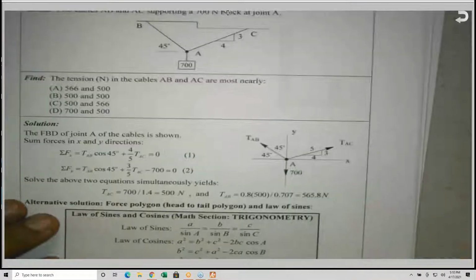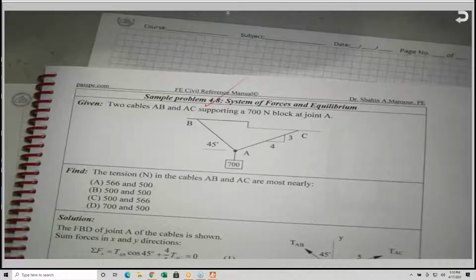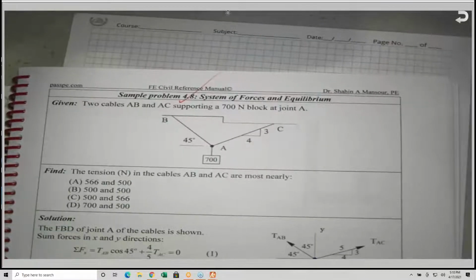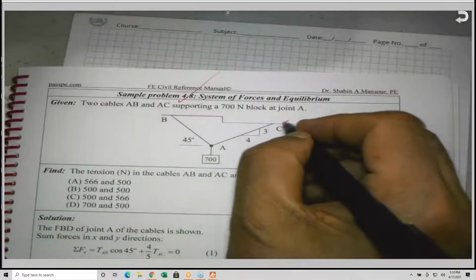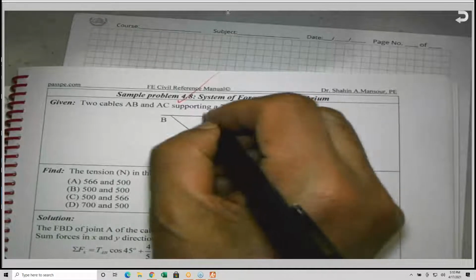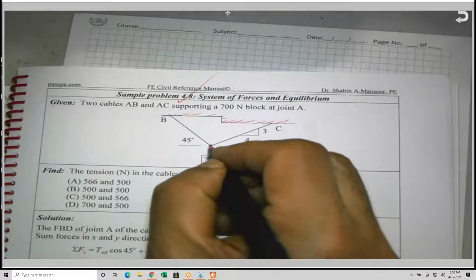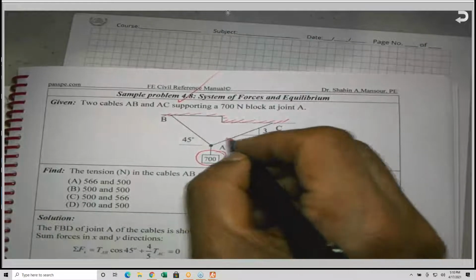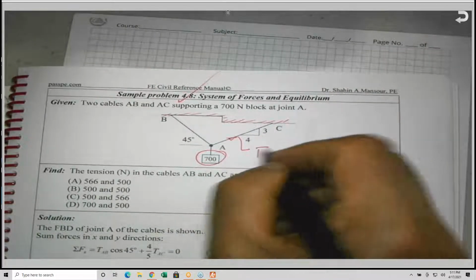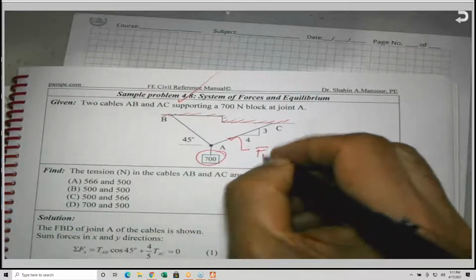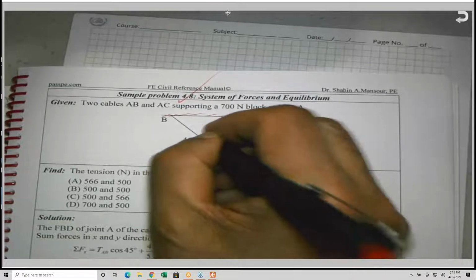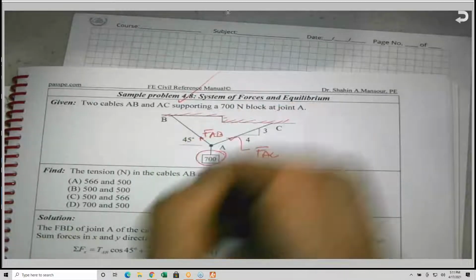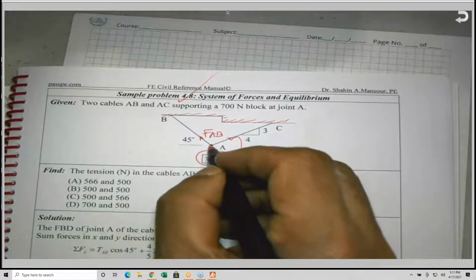This is a system. I have two cables carrying the 700 Newton as shown, and he would like to find the tension. So this cable has a tension, FAC, and this member here has FAB. So two unknowns. This is a concurrent force system.